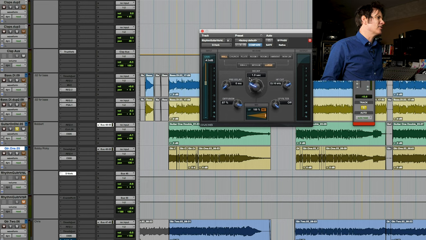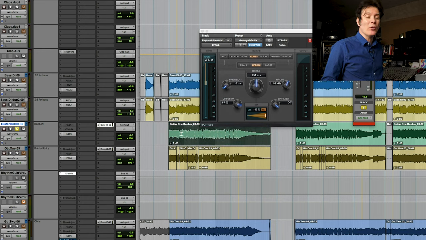We'll go about a second. We'll go room, 1 second, medium, 3/4 of a second. Here we go. Now that is going to be panned to the right. So now we have the left hand guitar on the left and the reverb on the right.